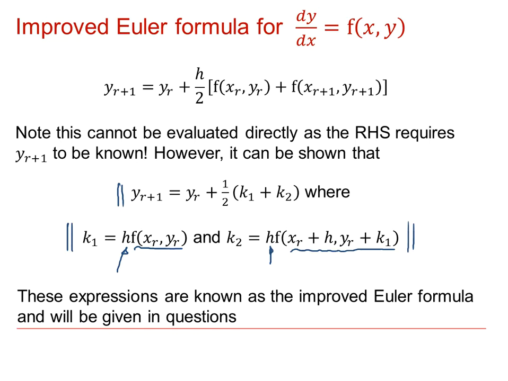So by substituting the known values into these expressions for k1 and k2, we can then put those into the expression for yr plus 1. Now this is known as the improved Euler formula. You don't need to remember this, as you'll always be given it in questions.